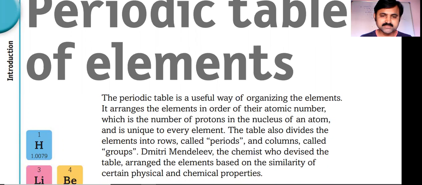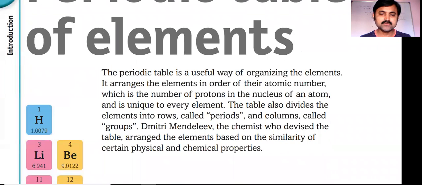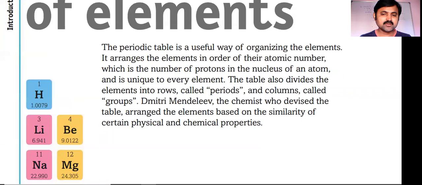Recapping what I've discussed about the periodic table: it is a useful way of organizing elements, and it arranges the elements in order of their atomic number. That means the periodic table is presently arranged according to atomic number only. The number of protons in the nucleus is called the atomic number. We should all know that the atomic number is the number of protons.